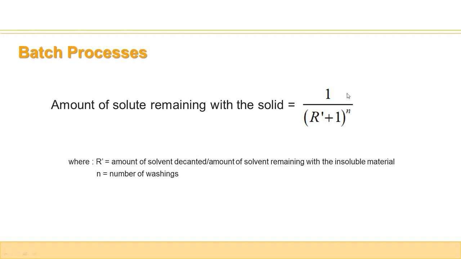So you can determine right away the number of washings based on the stipulated or acceptable amount, as per design, of solute that should remain in the solid. So meaning if you have an objective that only this much of solute should remain in your solid, that would be the value that you're going to place here. And that value will be equated to this expression. And right away, you can determine the number of washings. Now, that's for batch processes.